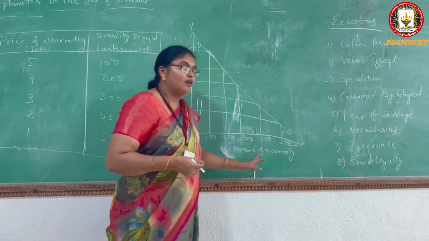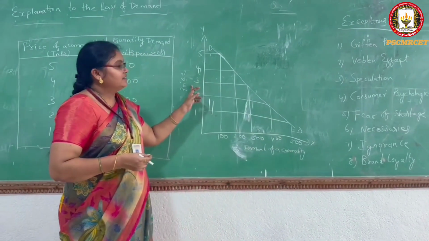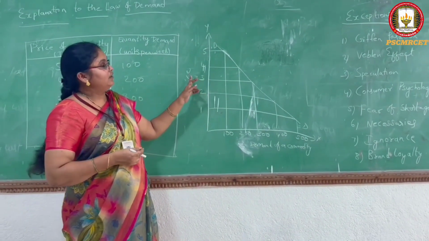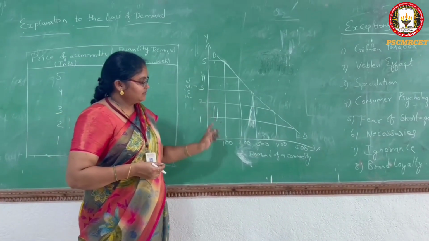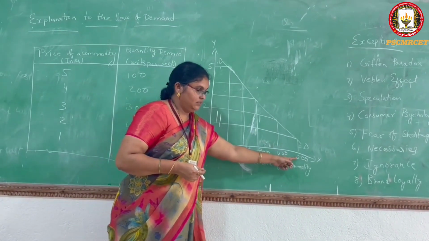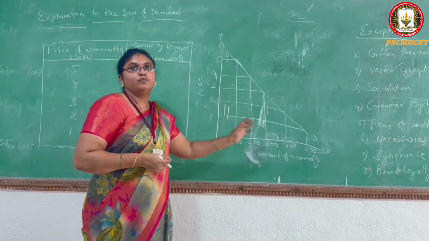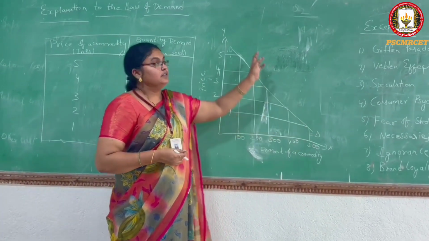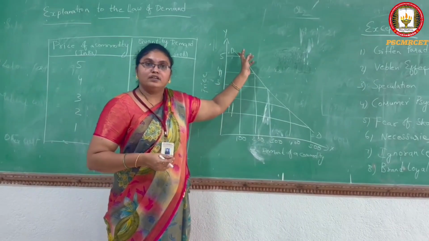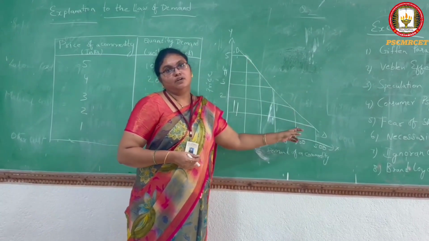On the x-axis, demand of a commodity is shown. On the y-axis, the price of the product has to be shown. When price increases, demand decreases. When price decreases, demand increases. The relationship between price and quantity demanded is an inverse relationship. It slopes downward from left to right.